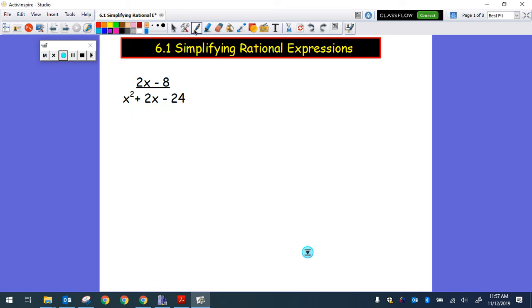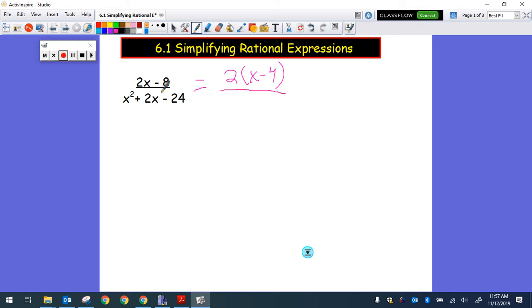Okay, so this lesson is on simplifying rational expressions. The way that we are going to simplify these, we're going to reduce the top and reduce the bottom and then see if anything cancels out that's on top and bottom. So if you're just looking at the numerator, 2x plus 8 or minus 8, I can take a 2 out. When I take a 2 out, it becomes x minus 4, right? Because I divided everything by 2.